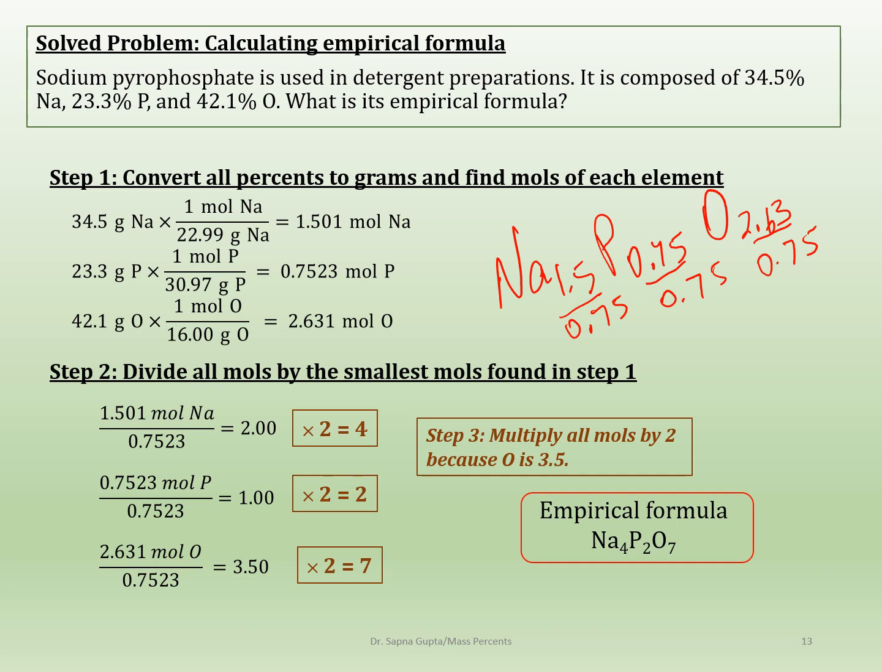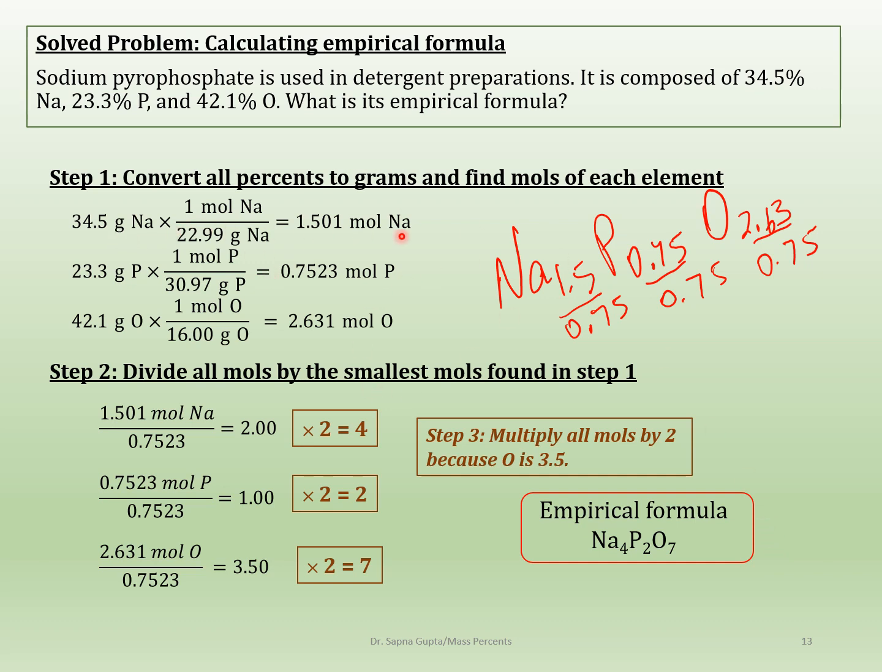Again, you can see here that you cannot divide this any further. So this is the smallest ratio. And you cannot have decimal points, which is why we had to take the 3.5 and multiply it by 2 in order to get the 7. So that is how you do these calculations.